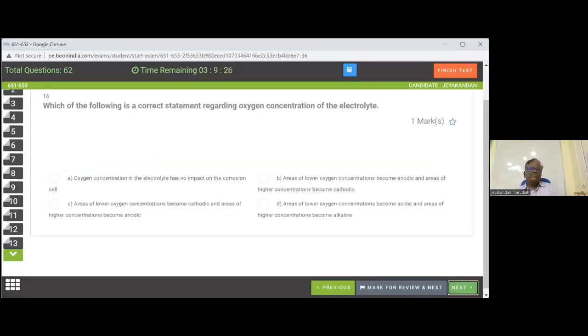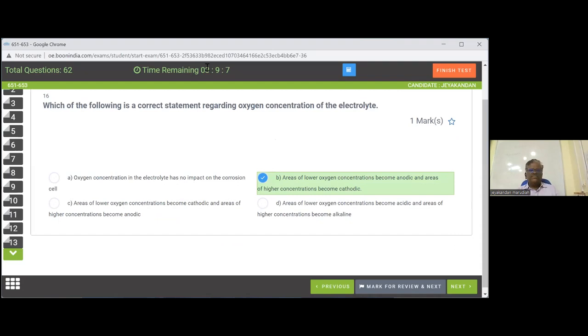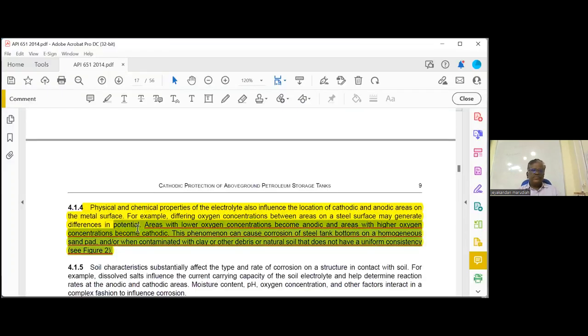Next. Which of the following is a correct statement regarding oxygen concentration of the electrolyte? Oxygen in the electrolyte has no impact on the corrosion. No. Areas with lower oxygen become anodic and the areas with higher oxygen become cathodic. So where the oxygen level is less will corrode more. That will become anodic. It is given here. So mark it as a closed book question.